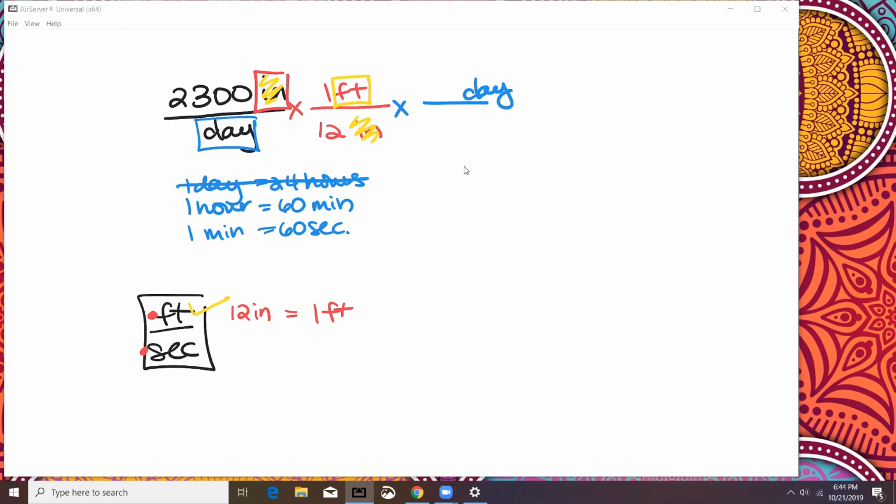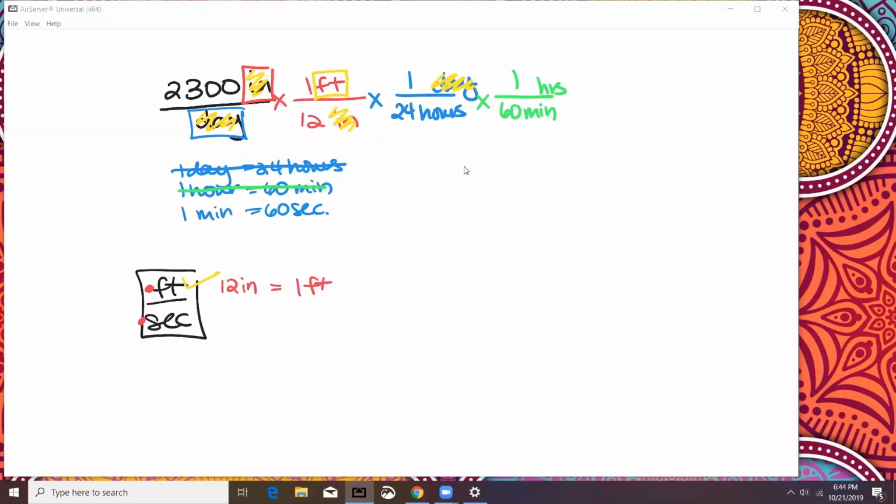So I'm going to use this one here. 1 day is 24 hours. My day here cancels out with my day here. Now I've got hours on the bottom, so I'm going to have hours on the top. 1 hour is 60 minutes. Keep making this smaller to make sure it all fits. Change colors.